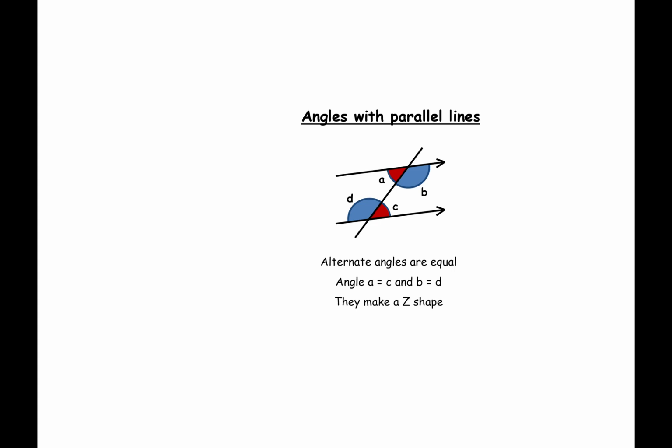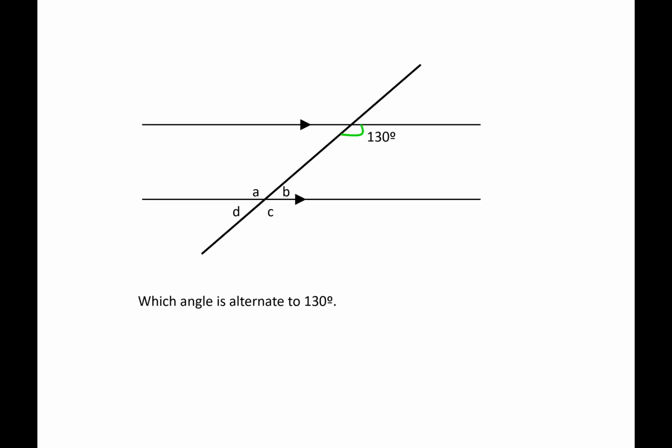Here we can see our alternate angles A and C are equal and B and D are equal. They make a Z shape. Let's look at the following question. Which angle is alternate to 130 degrees? Draw your Z shape. Opposite angles in a Z are alternate, and in parallel lines, alternate angles will be equal. This means that angle A equals 130 degrees.